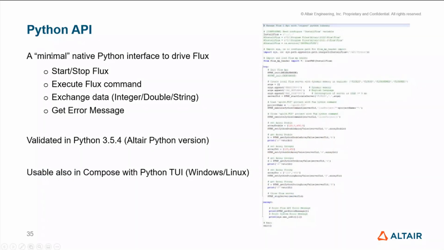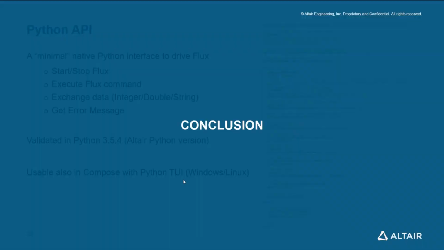And the last thing is about the Python API. It's a minimum native Python interface to drive Flux. Here we can start and stop Flux by this Python API, execute Flux commands, and also exchange some data here. And we have tested it on Python 3.5.4 here. It is also usable in combination with the Python GUI.